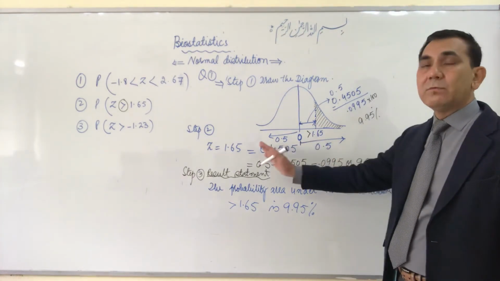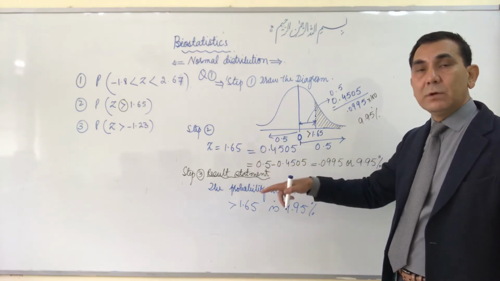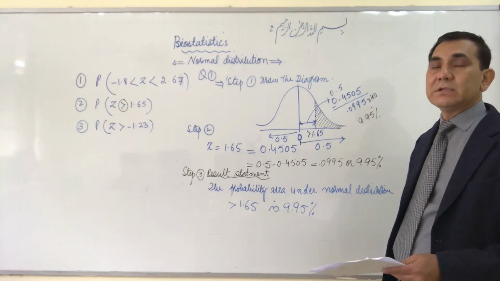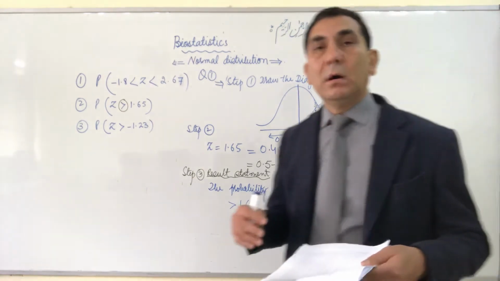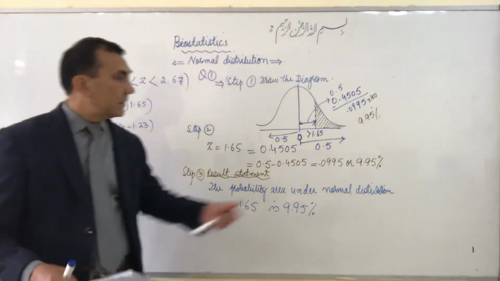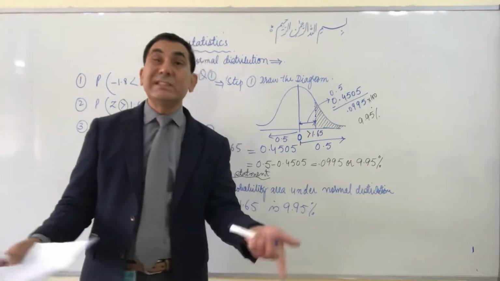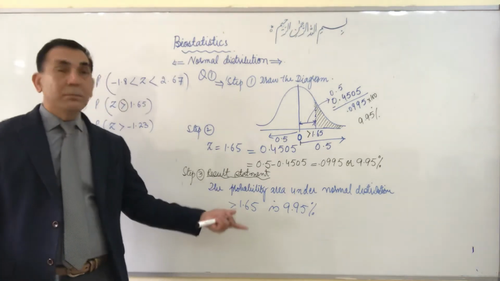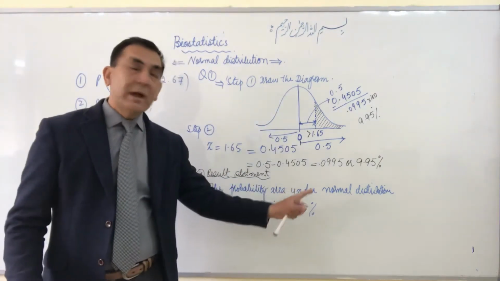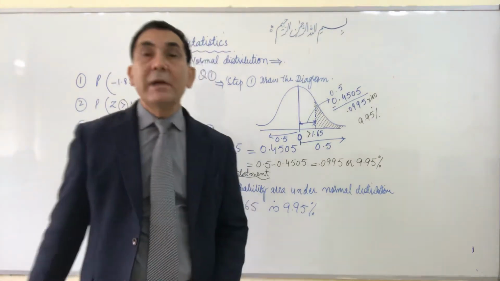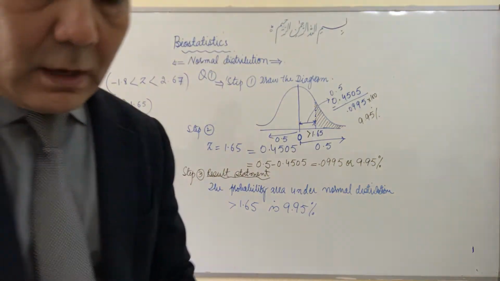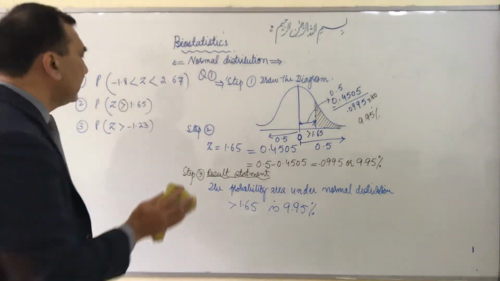In step number 2, we find the z-score value from the z table. Then in step number 3, we interpret the result and write the result statement. It says that the probability area under the normal curve above 1.65 is 9.95%. Okay, right. Now we will solve the third numerical.